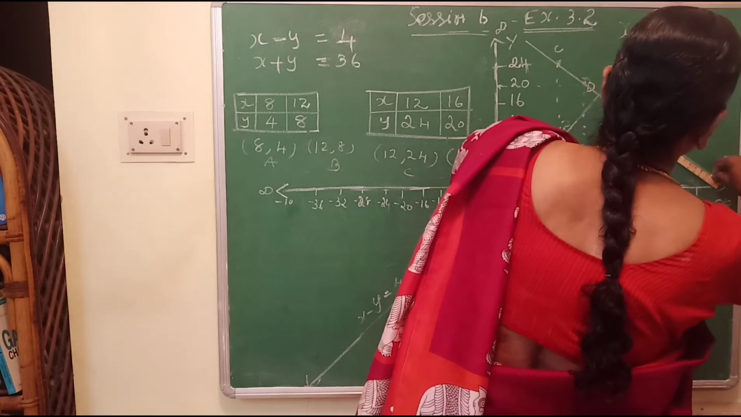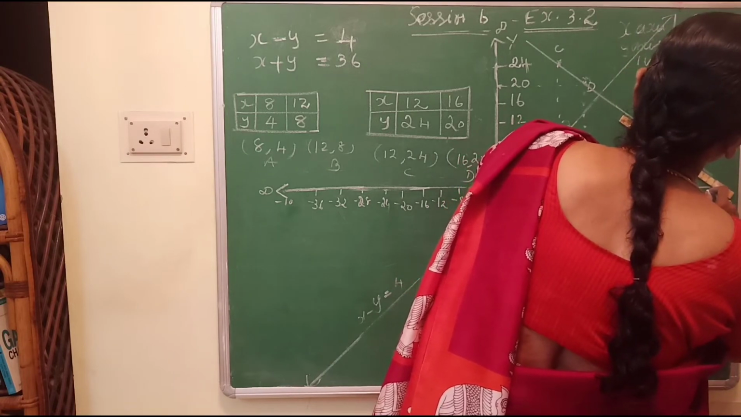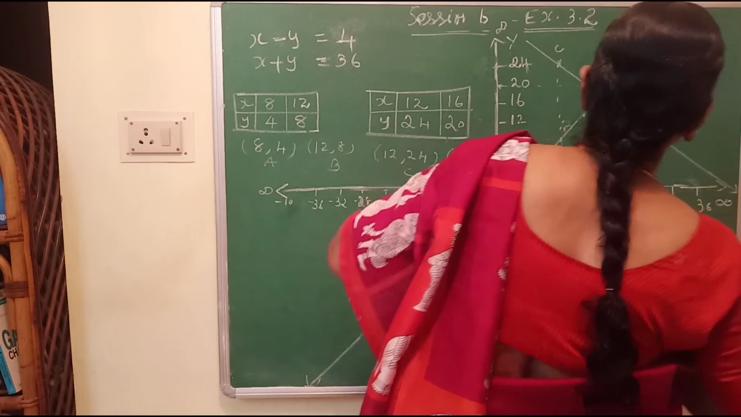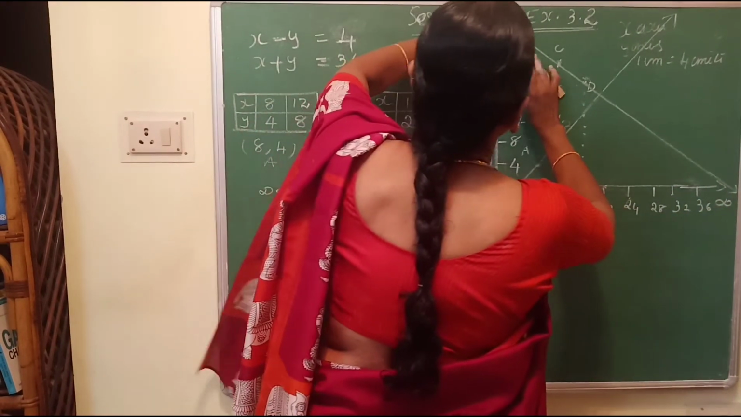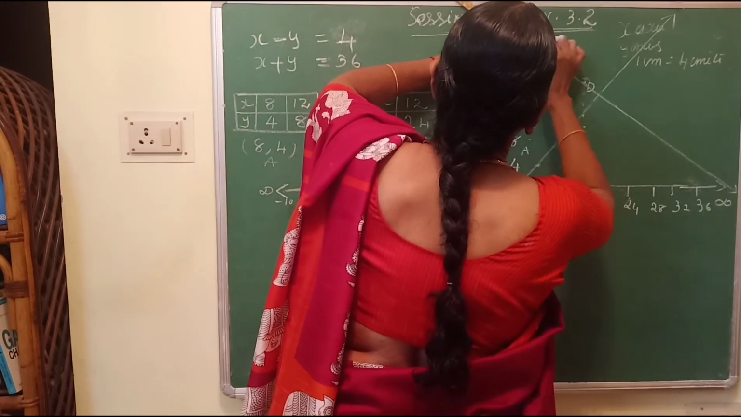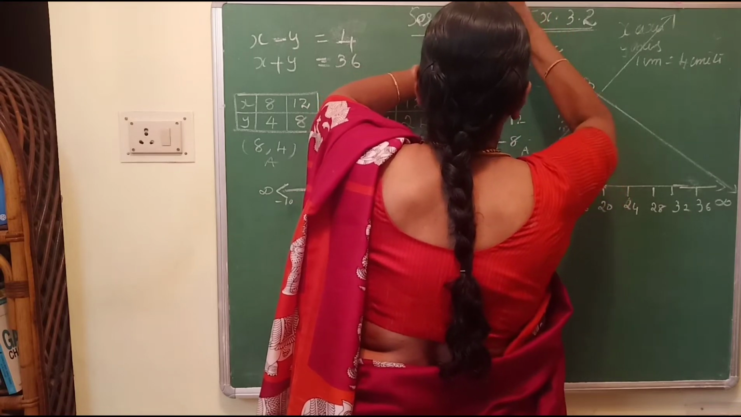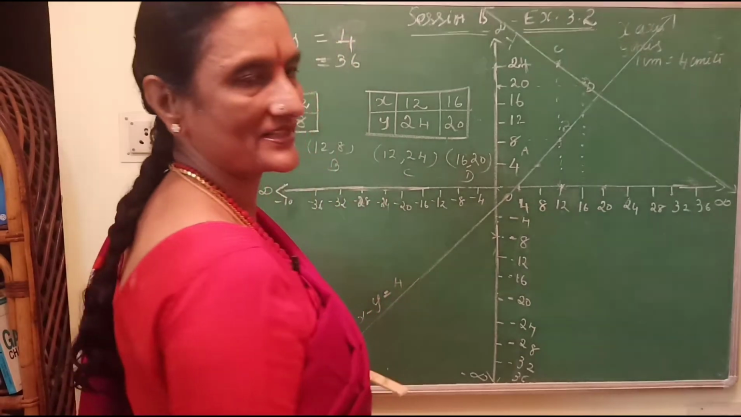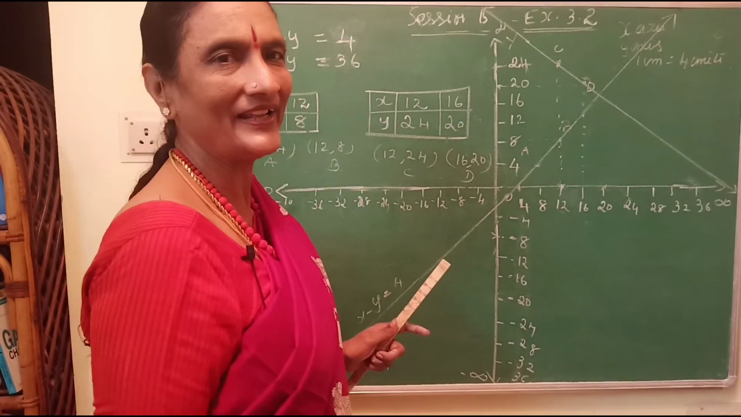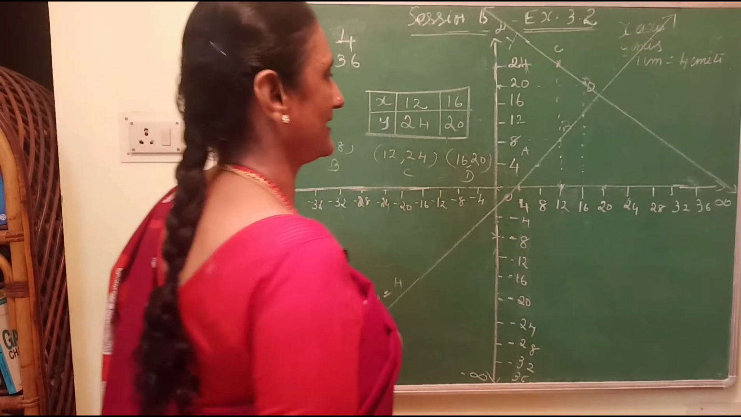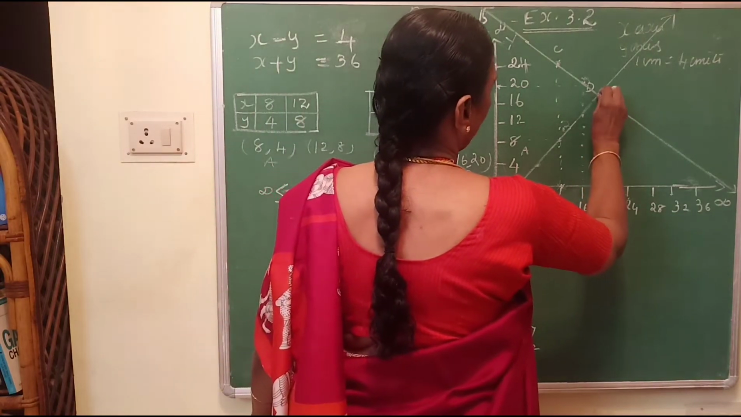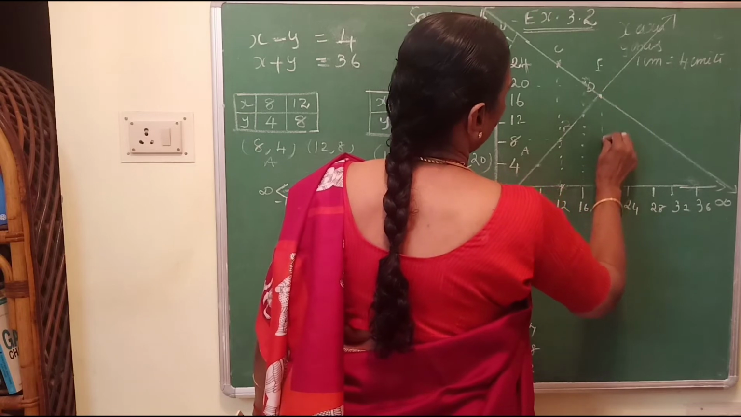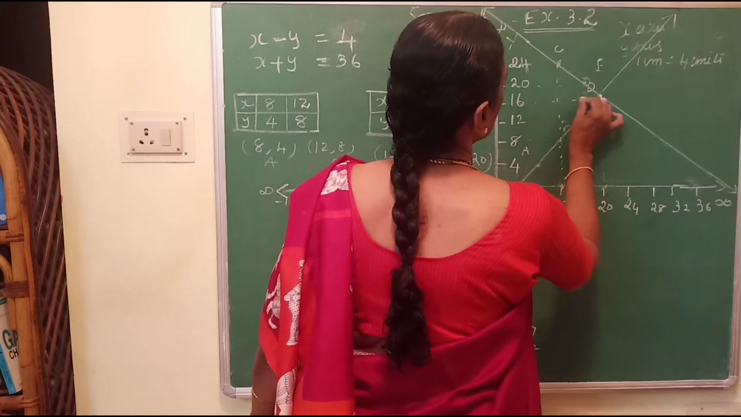Please be very careful. Whenever you have to draw a graph, the pencil has to be nicely sharpened and then you have to mark the point very correctly. Otherwise, you will not get the correct solution. Are you understanding? You have got 2 intersecting lines. Now, where do these 2 lines meet? This is the point. So, we can again read the coordinates of this point.